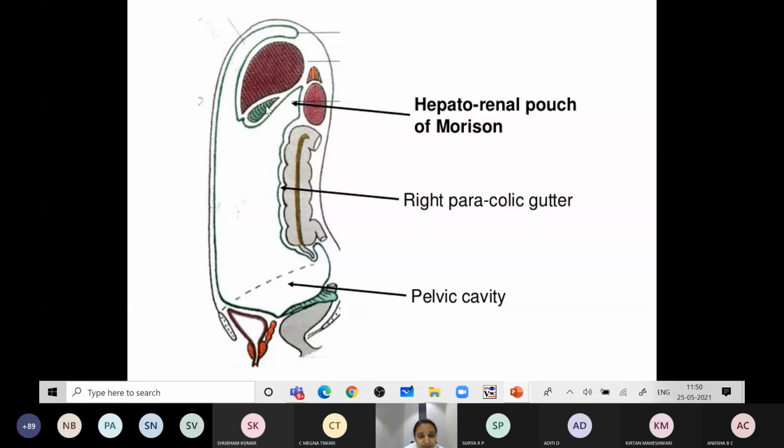See, the boundaries are, this is a sagittal section of the abdomen. Anteriorly, the hepatorenal pouch of Morrison is bounded by the undersurface of the right lobe of the liver and the gallbladder. Posteriorly, it is bounded by the right suprarenal gland, right kidney, and right hepatic flexure. This space is the hepatorenal pouch of Morrison, and below it is continuous with the right paracolic gutter. That is the hepatorenal pouch of Morrison, the boundaries.